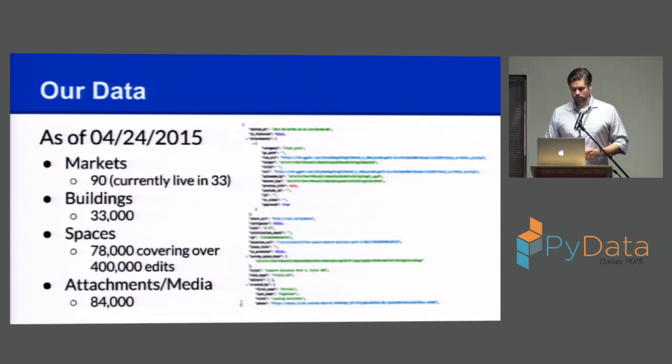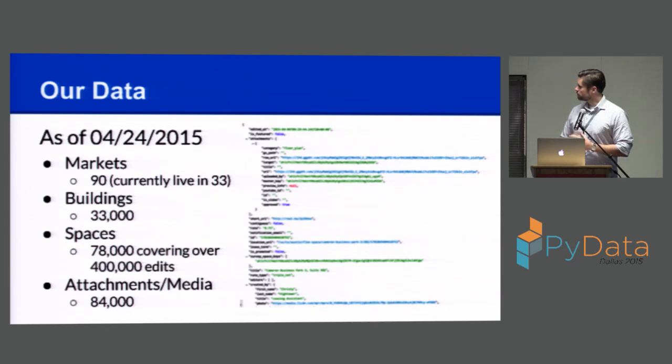Our data. So currently, as of a couple days ago, or as of yesterday, we are live in 33 markets. We plan to expand out into 99. Currently, we have over 33,000 buildings, covering over 78,000 spaces, and historically, for the past year or so, that's 400,000 edits to those spaces. So we can start to track some historical information as well. And on top of that, because it is a marketing and data platform, we have over 84,000 pieces of media, movies, et cetera, that you guys can get access to for these buildings.